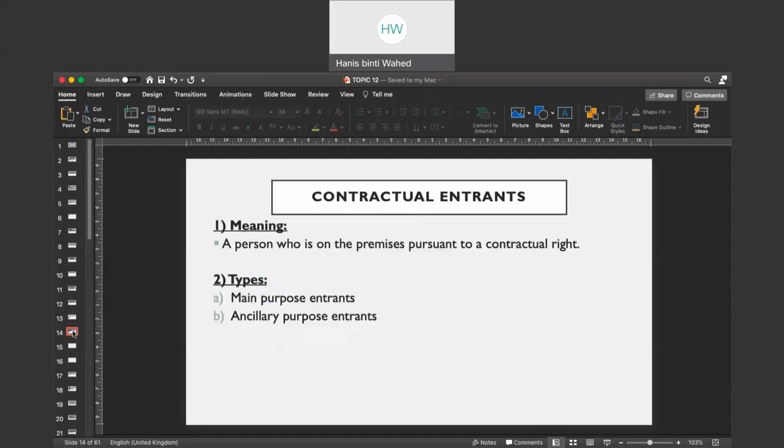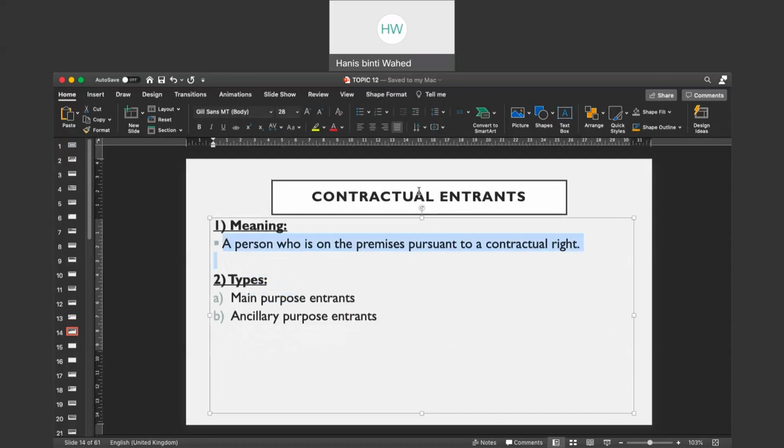So the first point that we will discuss is contractual entrants. This is the first type of entrant. It means a person who is on the premises pursuant to a contractual right, like the name says, contractual entrant. So they are the persons who enter premises by virtue of a contract. They are the ones who pay to enter the premises. For example, a guest at a hotel and so on. They have a contract to enter into the premises.